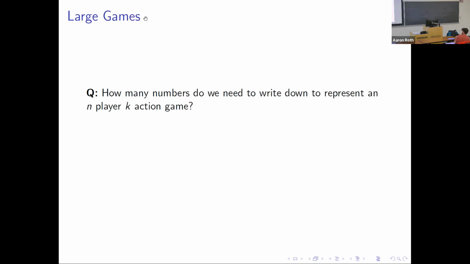Okay, so just to start us off thinking about large games, suppose I have a general N-player game. Each of the players has K actions. Even if I just want to tell you the utility function for one of the players, how many numbers might I have to write down? Like how big is a large game? N players, K actions. How many numbers do I need to write down to tell you the utility function, even for just one player? Yeah.